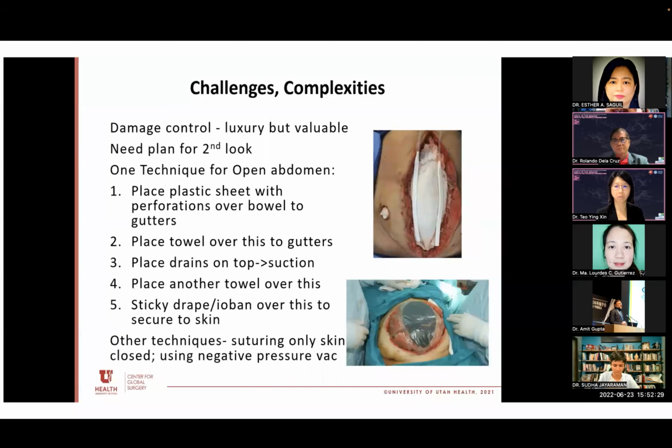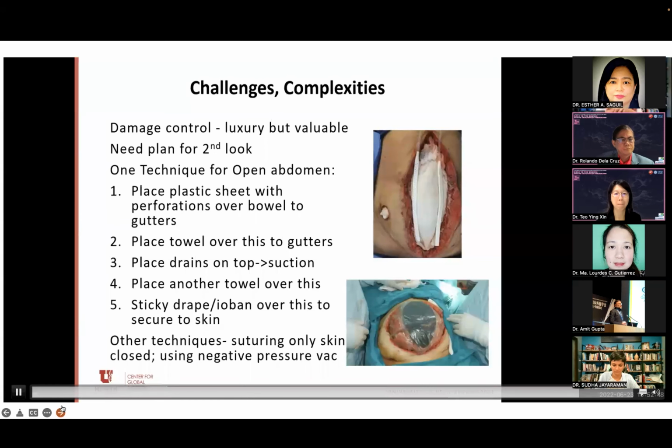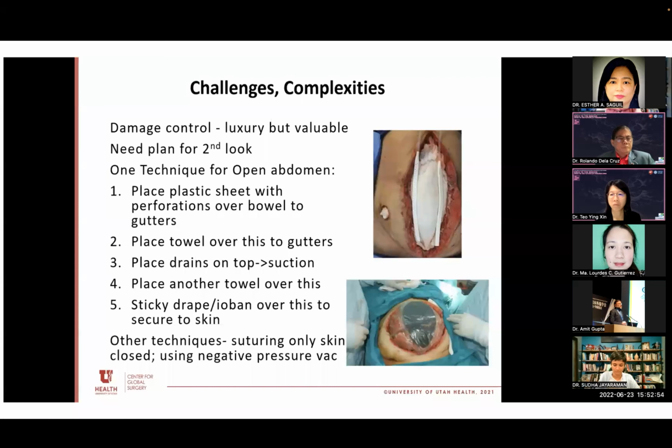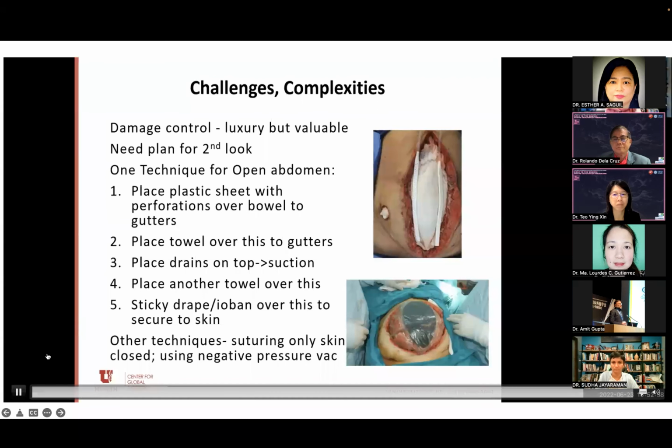You can use other techniques such as suturing only the skin closed and leaving the fascia open. The risk with that is a concern for abdominal compartment syndrome, which is why we're leaving patients' abdomens open after a major trauma operation. So suturing alone is not a great option, but if that's the only option that you have available, as long as you have a plan for that second look that can be accomplished rapidly, that's a reasonable next step.